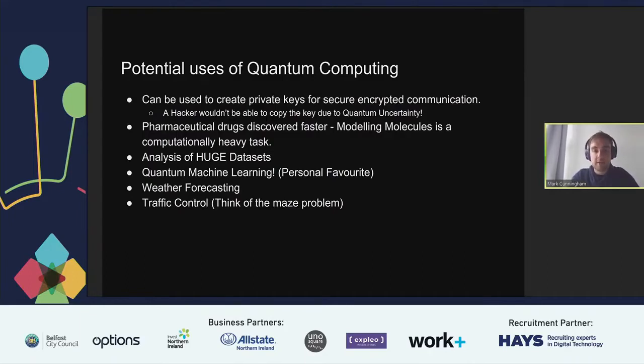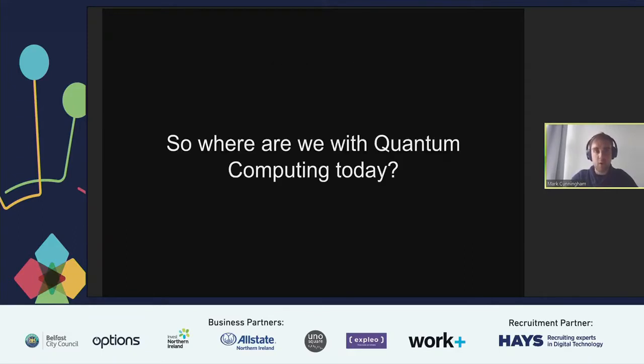It will also allow us to perform analysis of huge data sets, such as weather forecasting. And my personal favorite as a machine learning engineer is the applications of quantum machine learning, which is a whole new 2-hour talk of its own. And also, thinking of the maze problem, we can also imagine air traffic control and even normal traffic control in general.